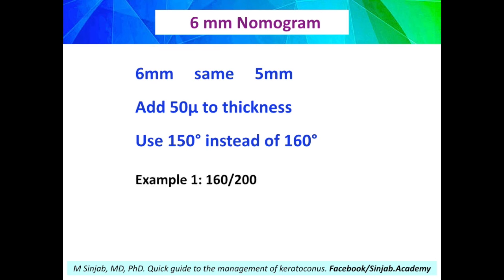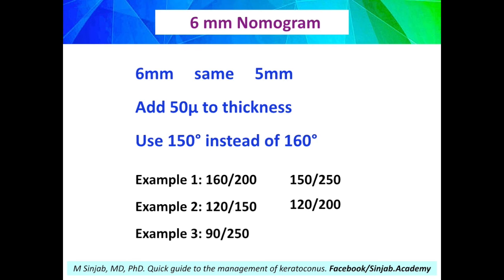Like in this example, if it is type 5, 160, 200 microns, it will be 150, 250 microns. And the 120, 150 microns will be 120, 200 microns. And the 90, 250 microns will be 90, 300 microns.